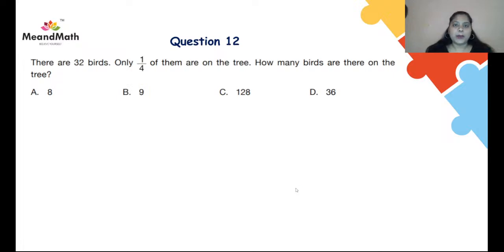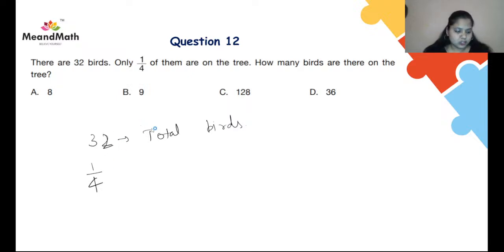Okay. So question 12. There are 32 birds. Only 1/4 of them are on the tree. How many birds are there on the tree? Okay. So they are giving that the total number of birds is 32. Now, out of this 32, they're asking us what is 1/4 of it.